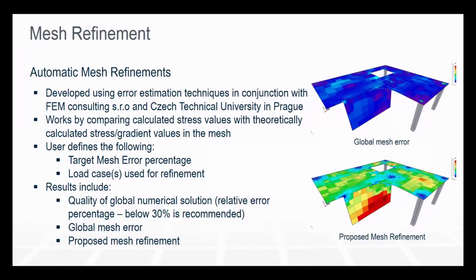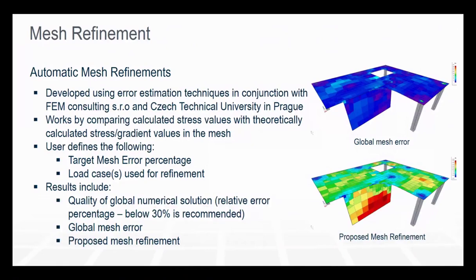So a few of the things that the user defines: we're going to define a target mesh error percentage, and then we're going to define load cases for the refinement. So we can pick any load cases that we have in the model, and it's going to utilize the results of those load cases to figure out how the mesh needs to be refined. Some of the results that are included, and we'll look at these in detail when we get into the software. The first is just a quality of global numerical solution. So basically it's a relative error percentage.